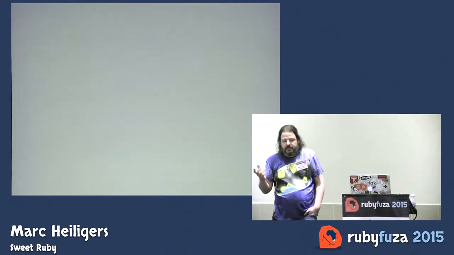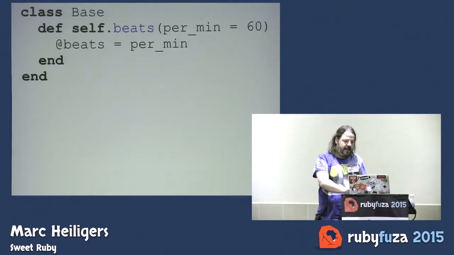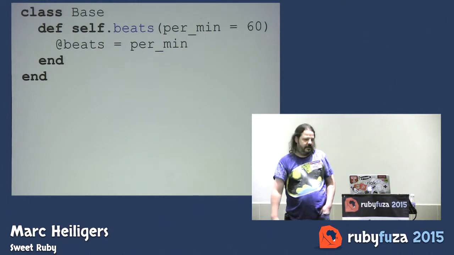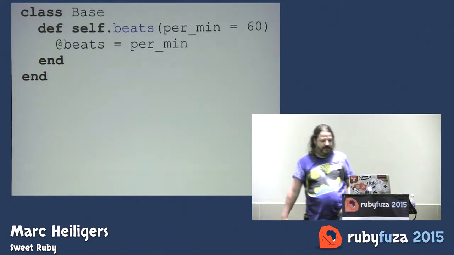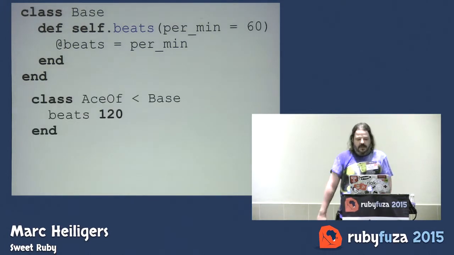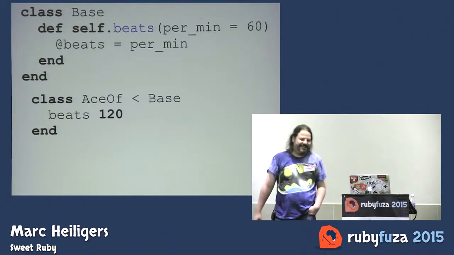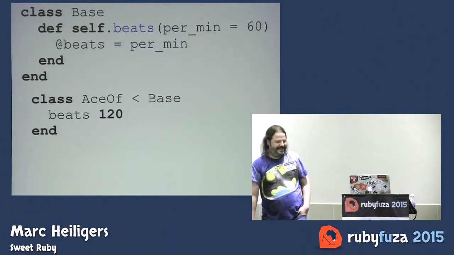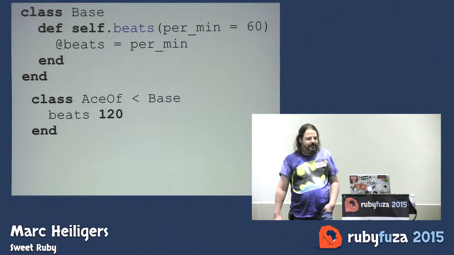But we have a good mechanism for bringing in existing functionality, and that's inheritance. So we might create a base class that has a method called beats, and it sets the number of beats. And then we would inherit from the base class and be able to set the tempo.